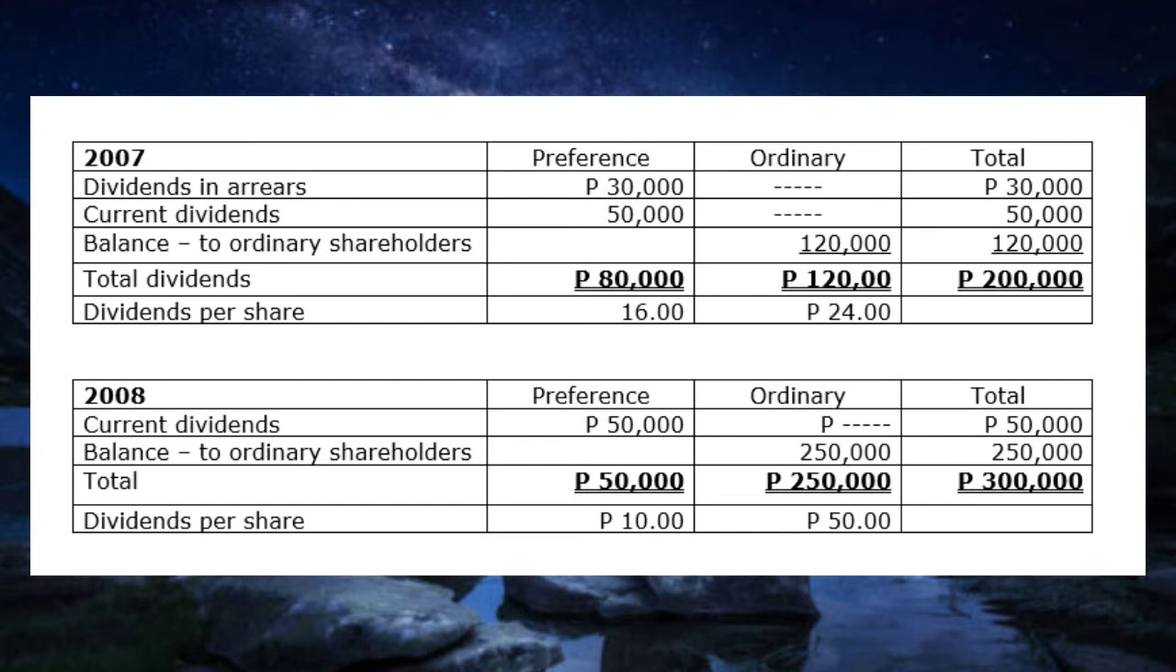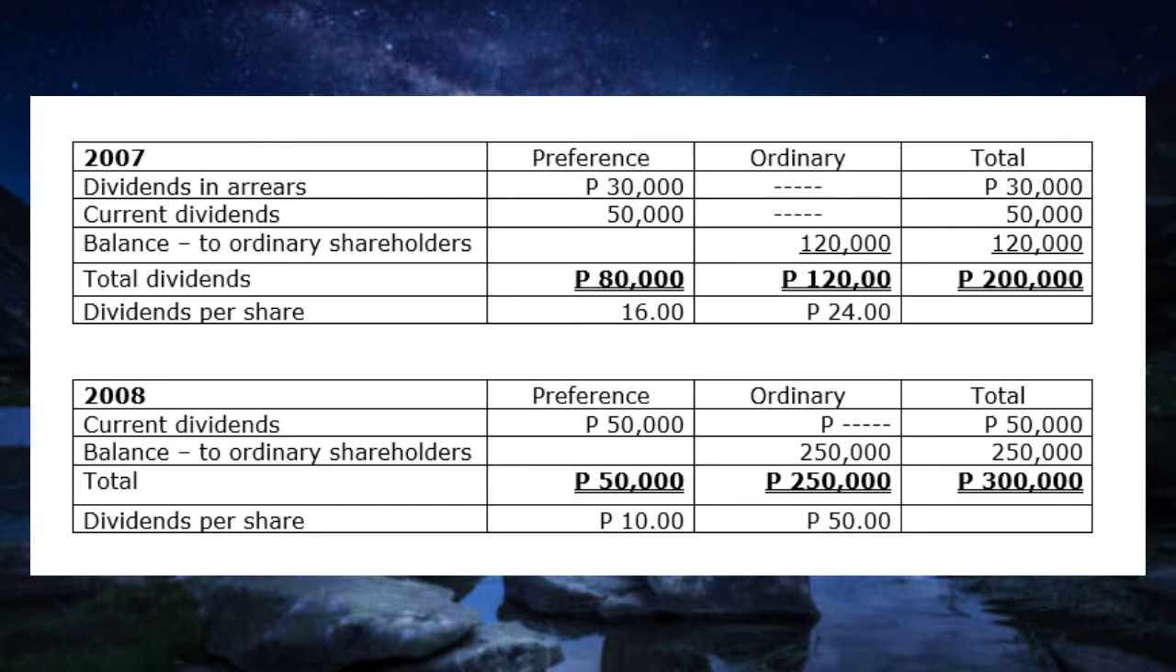2007, dividends in arrears, preference 30,000 pesos, total 30,000 pesos. Current dividends preference, 50,000 pesos, total 50,000 pesos. Balance to ordinary shareholders, ordinary 120,000 pesos, total 120,000 pesos. Total dividends preference 80,000 pesos, ordinary 120,000 pesos, total 200,000 pesos. Dividends per share, preference 16 pesos, ordinary 24 pesos.